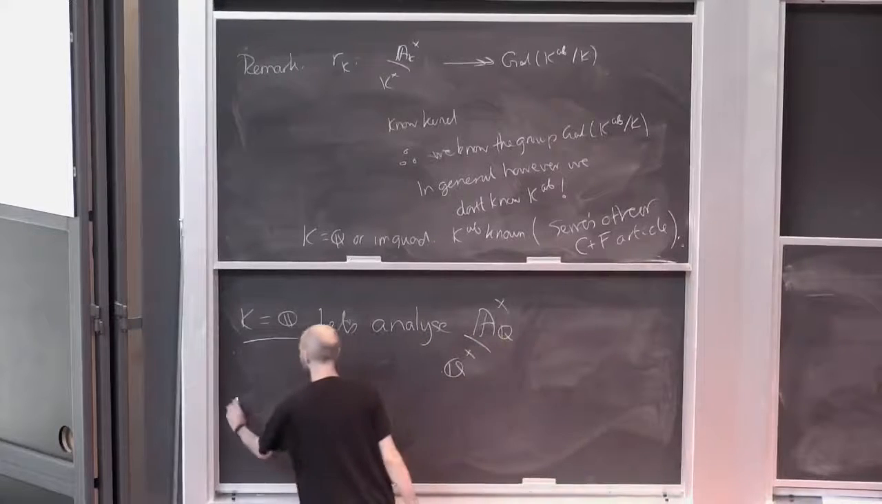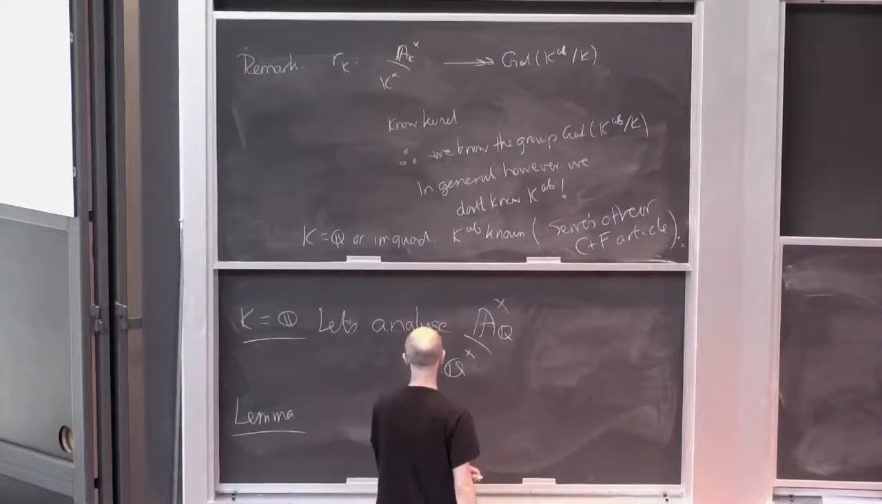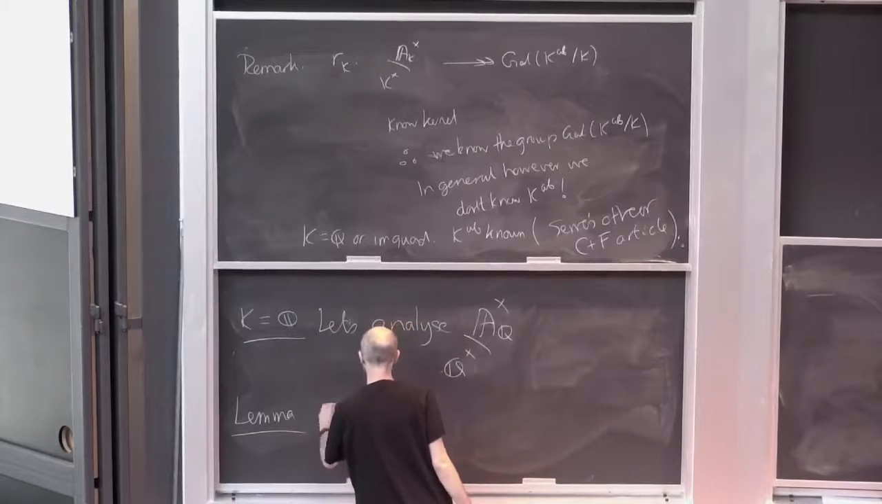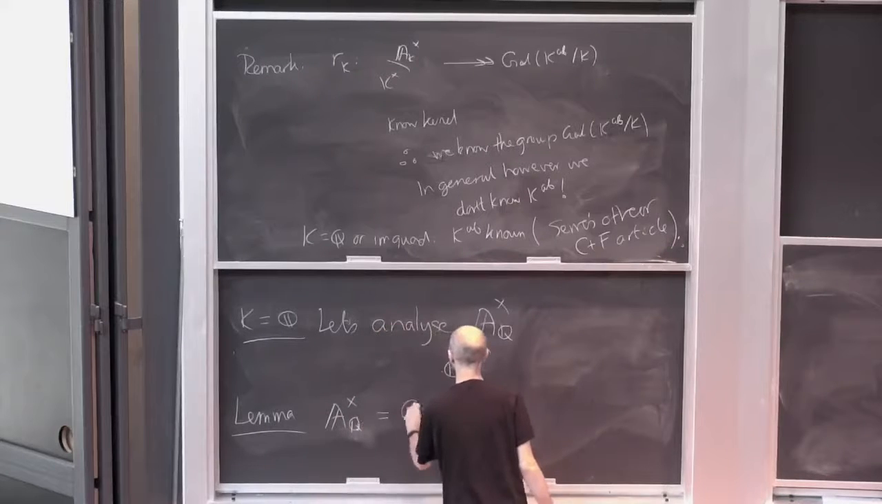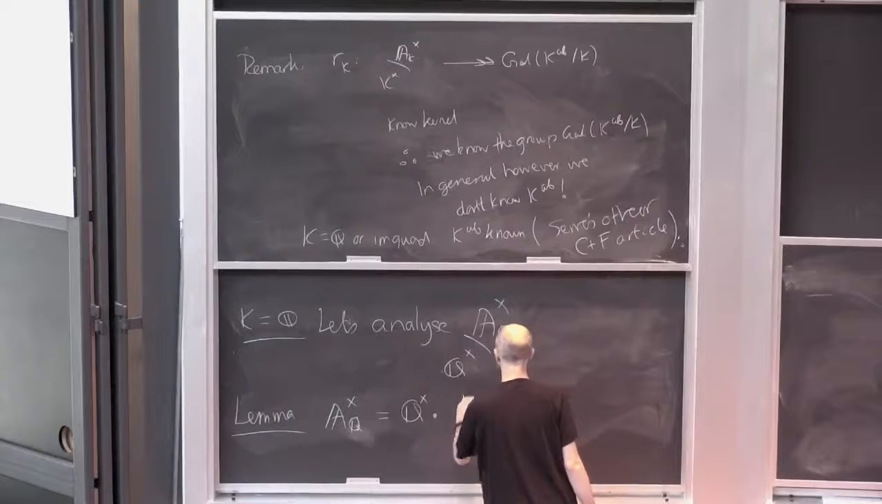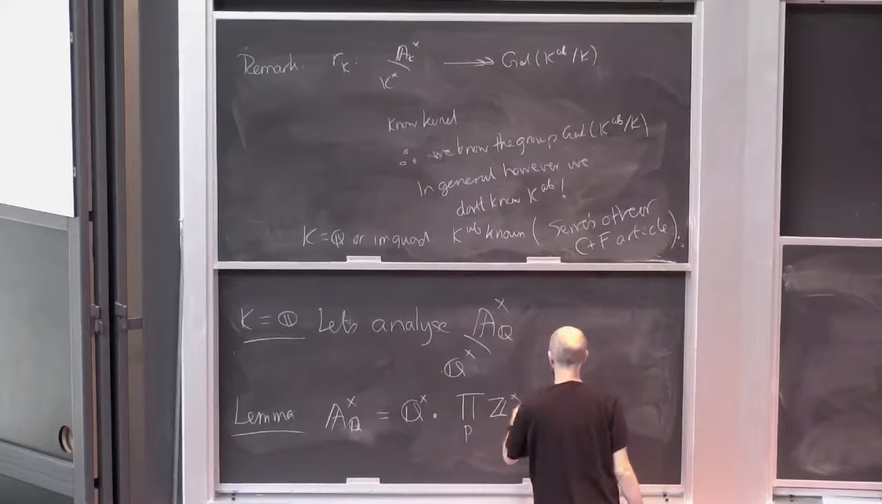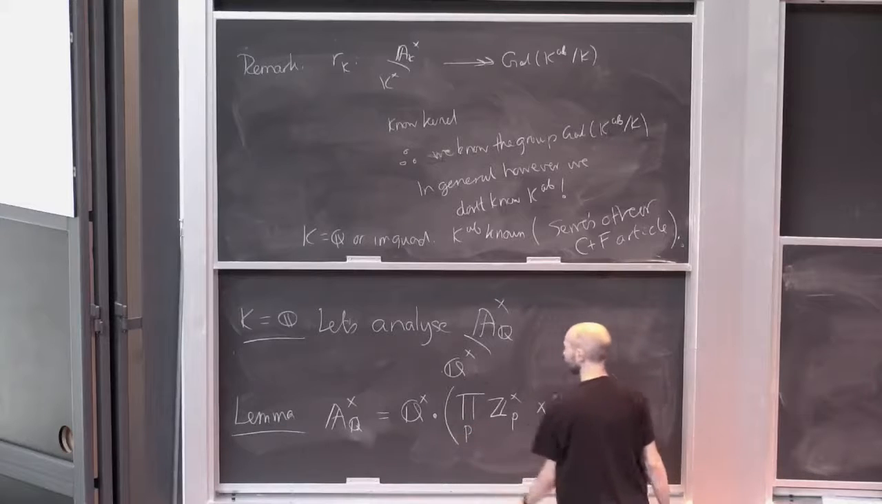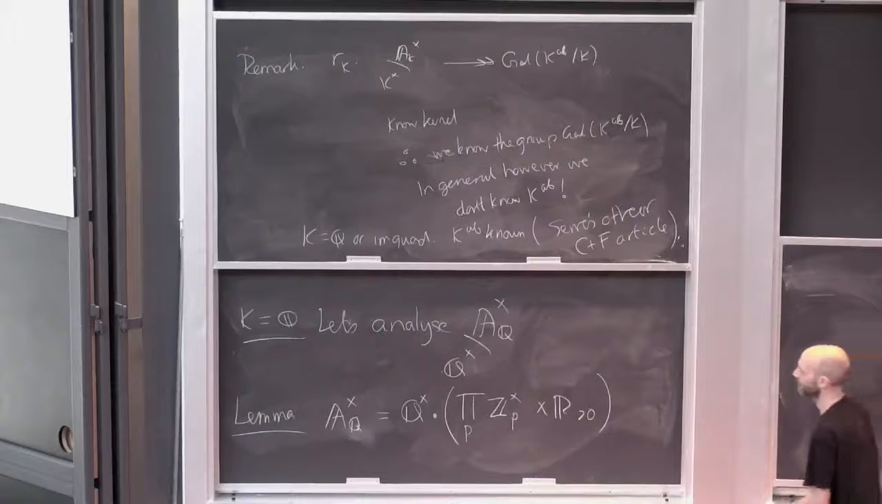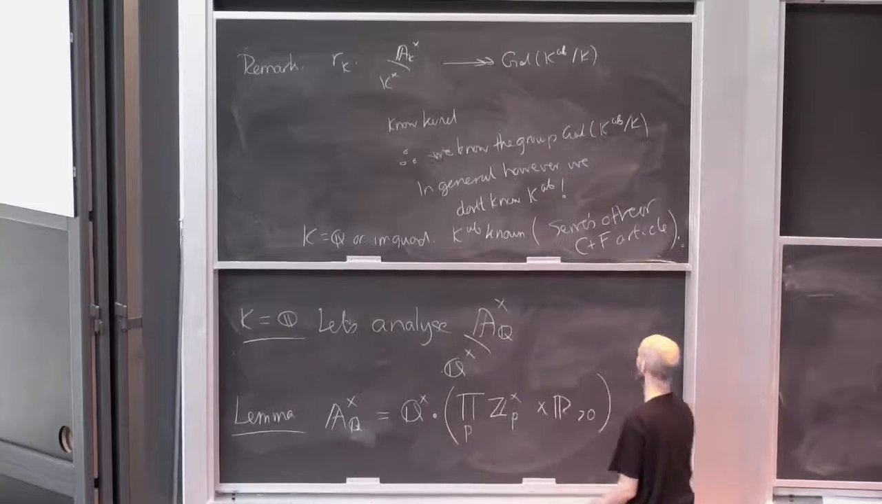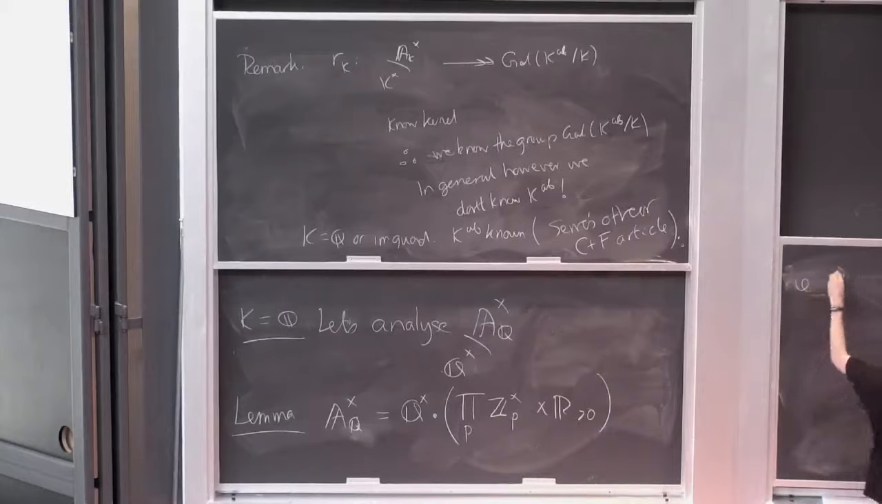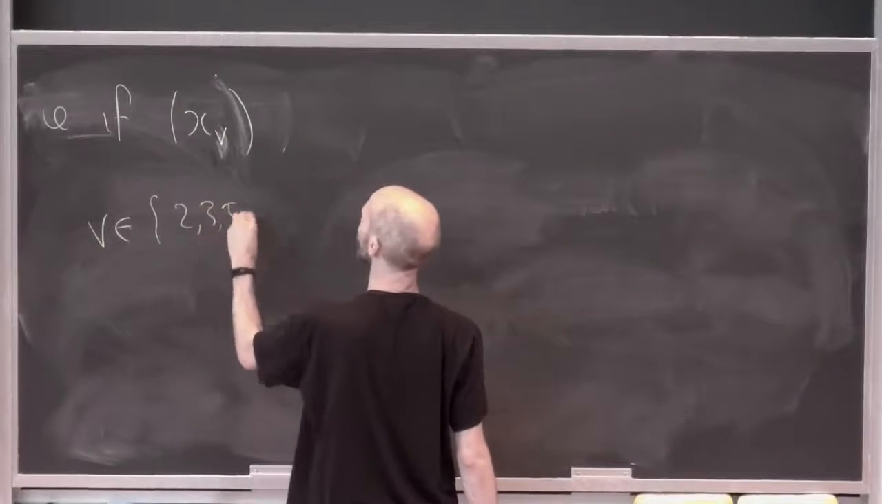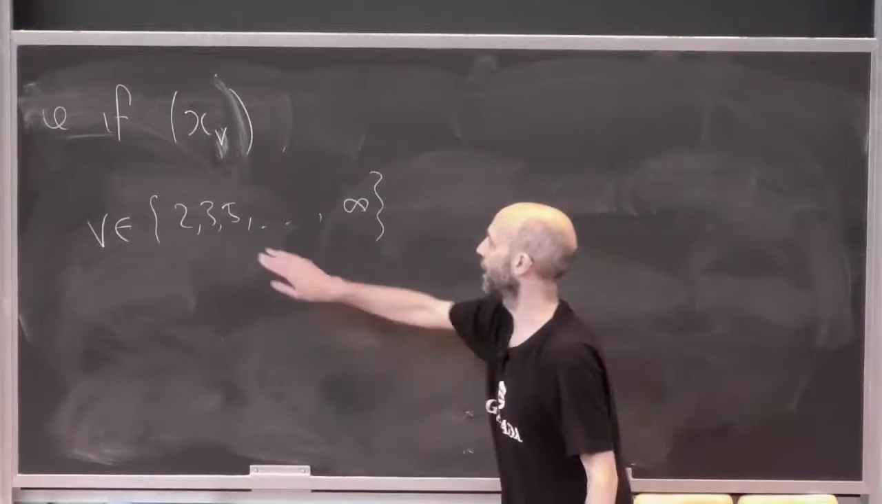So here's another lemma of a similar nature to the one we proved before. I claim that A_Q star equals Q star dot the product over all p of Z_p star across the positive reals. And that dot means I'm claiming that an element in here is the product of an element in there and an element in there. In other words, if I've got x_p, so that's not good notation now, because I've got an infinite prime as well. So we could call it x_v, where v is running through 2, 3, 5, and then there's infinity at the end. The finite places and the infinite places.